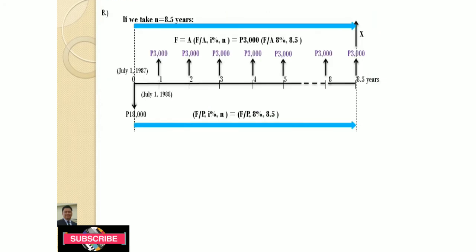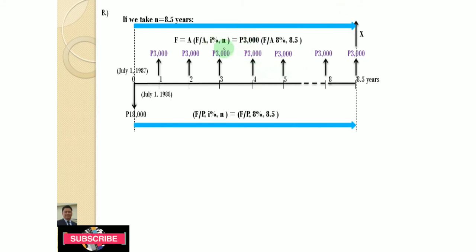Okay, so since we calculated this n to be equal to 8.5 years, we have here a very simple cash flow, considering the future worth with this 8.5 years as the value of our n, in which we have this 3,000 here as our annuity, and we also have our principal of 18,000 pesos.